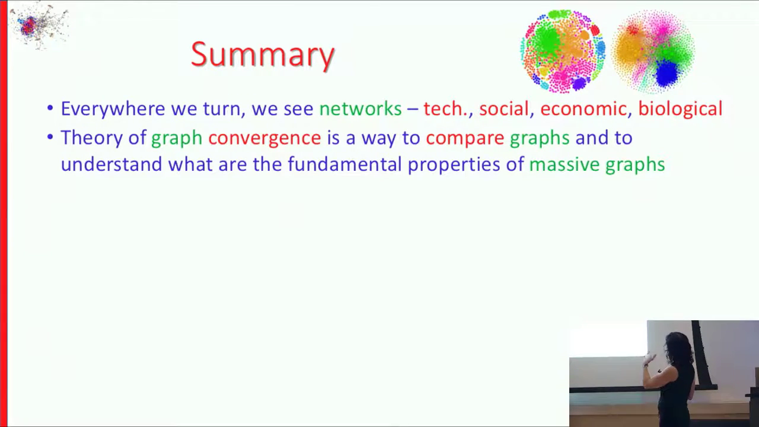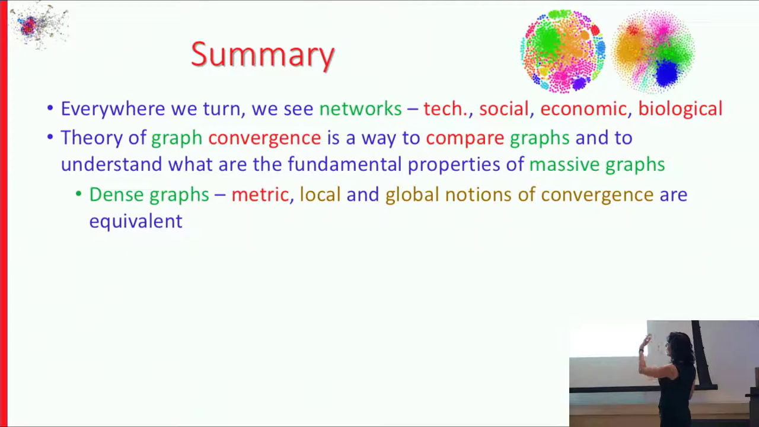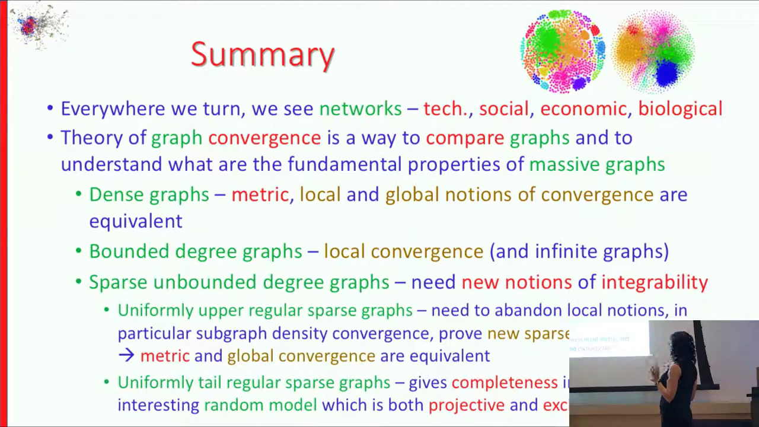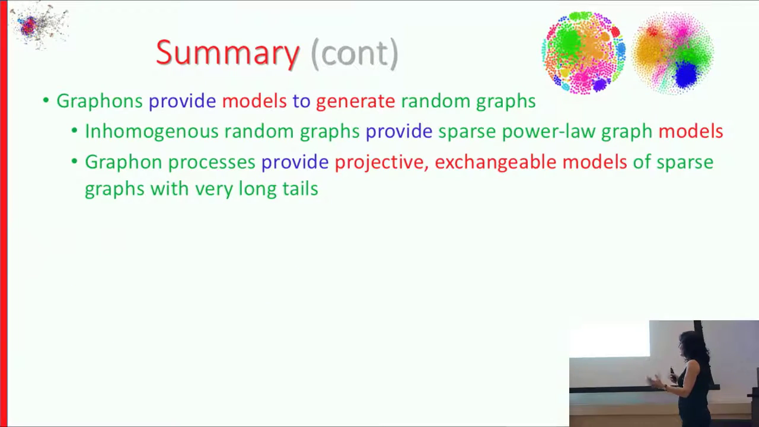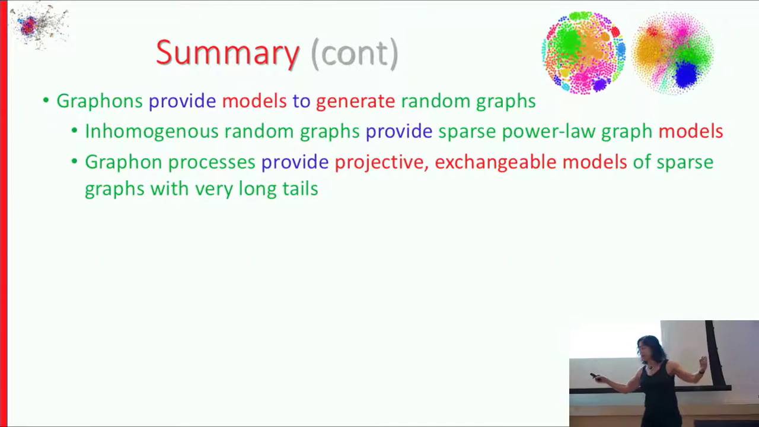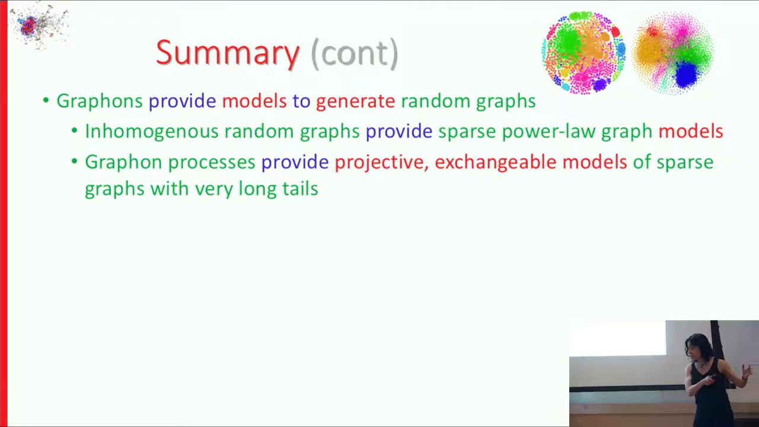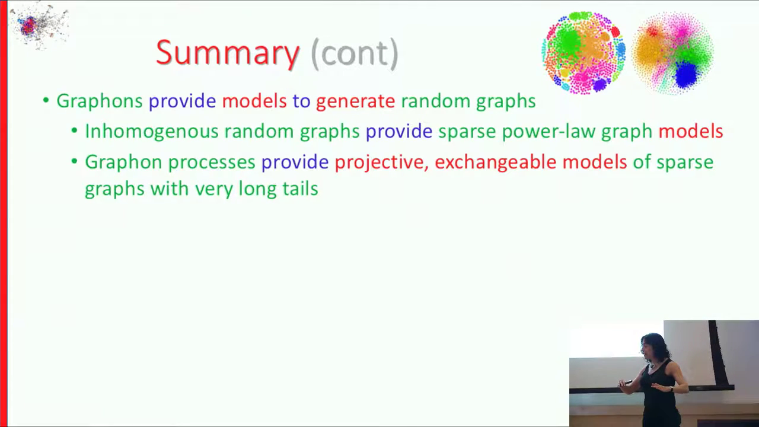So the theory of graph convergence is a way to compare graphs to understand what the fundamental properties are. Dense graphs, we have all these notions that are the same. Bounded degree graphs, very few notions are the same. Sparse unbounded degree graphs, under particular kinds of conditions, which I haven't really told you, we are able to get many of the equivalences. If you have these functions, you have two different ways of generating random graphs. I can either change my normalization, which does some very nice things, but it does make them not projective. Or I can stretch my space, and then they're both projective and exchangeable, and they have very long tails. And you really have to look at your data to see which one does better for you.